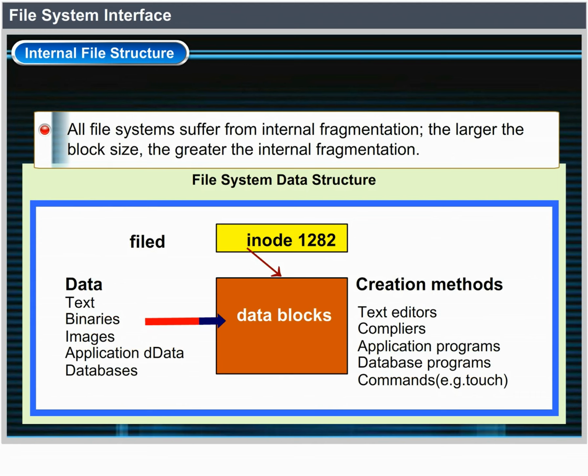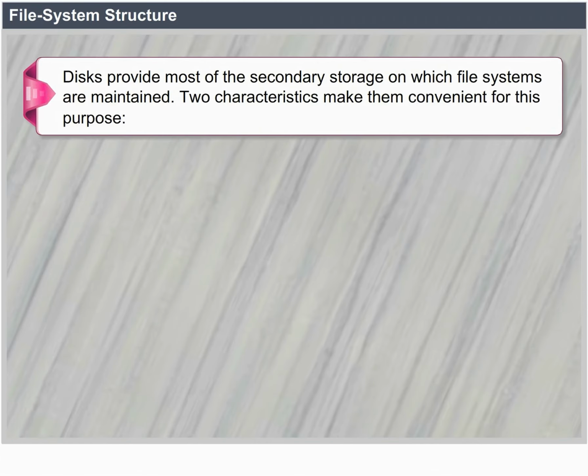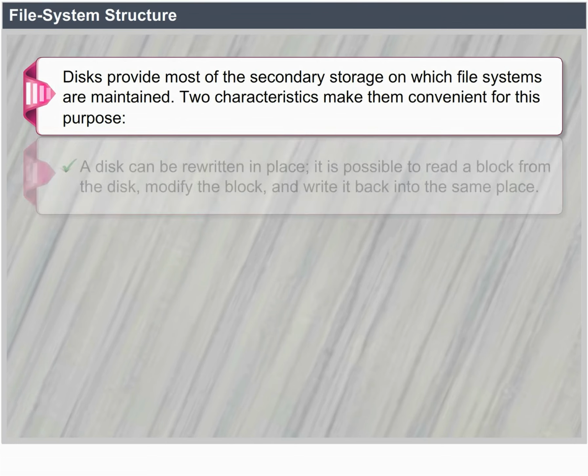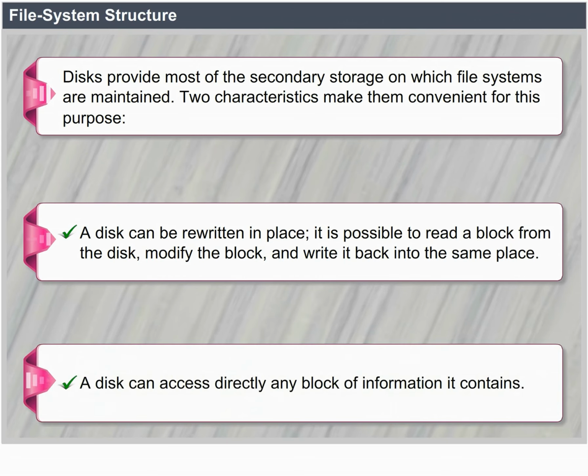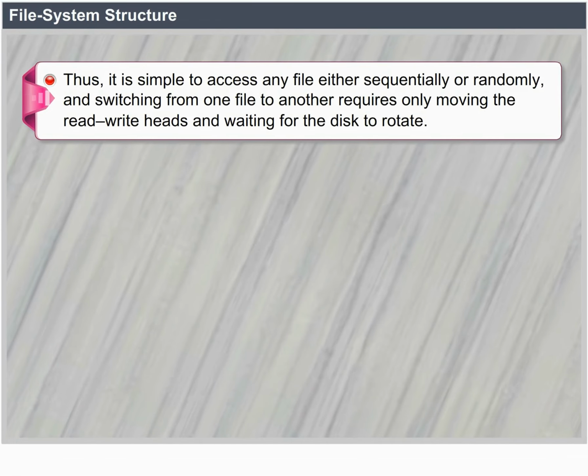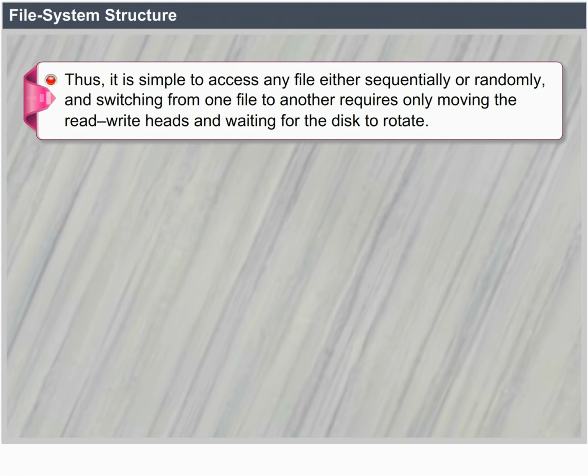File system structure. Disks provide most of the secondary storage on which file systems are maintained. Two characteristics make them convenient for this purpose. A disk can be rewritten in place. It is possible to read a block from the disk, modify the block, and write it back into the same place. A disk can access directly any block of information it contains. Thus, it is simple to access any file either sequentially or randomly, and switching from one file to another requires only moving the read-write heads and waiting for the disk to rotate.